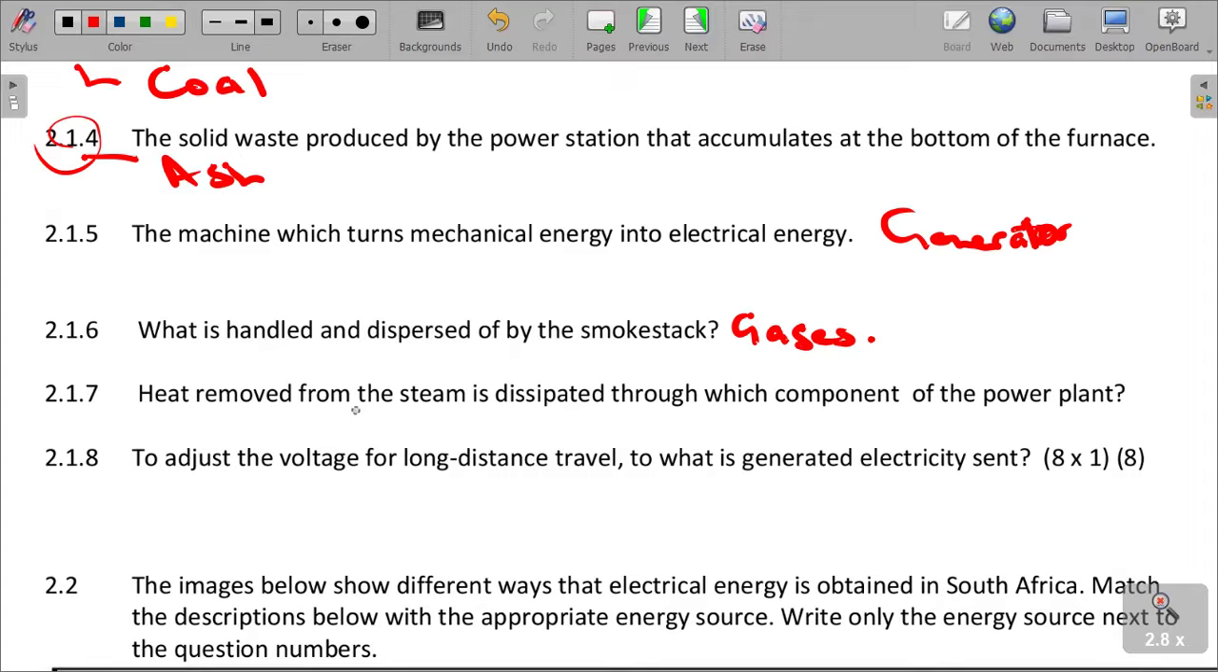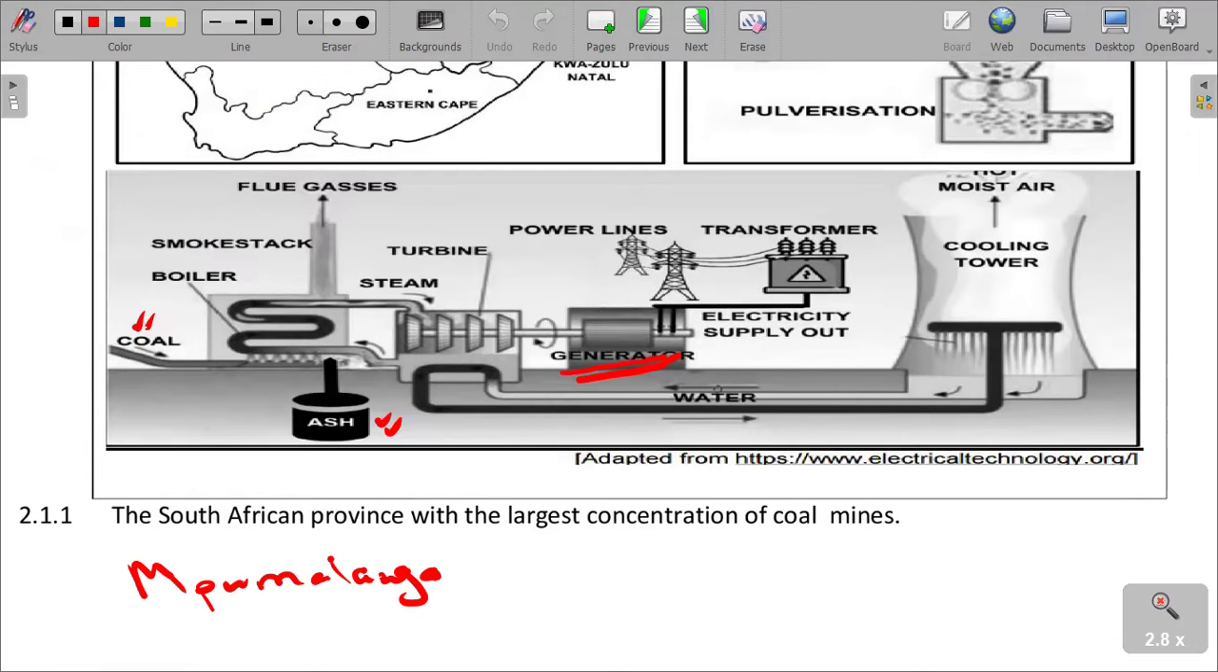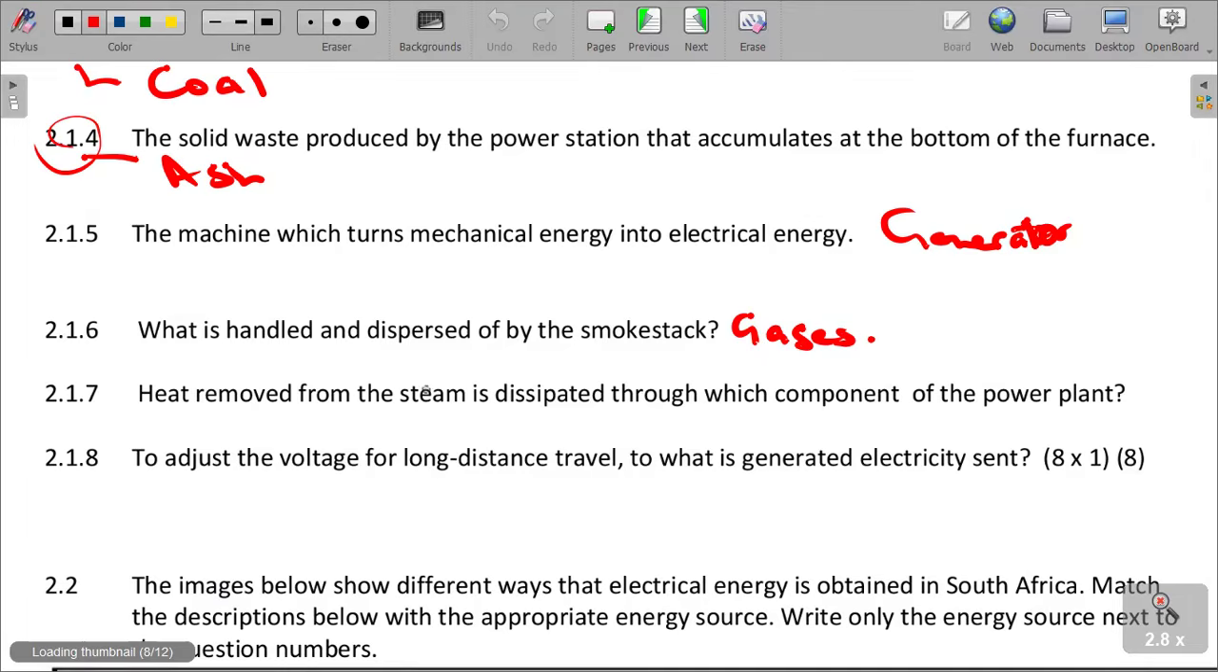Heat removed from the steam is dissipated through which component of the power plant? The heat is dispersed through the cooling tower. We have hot moist air coming out of it. So it is the cooling tower that is giving that. The heat is dissipated through the cooling tower.